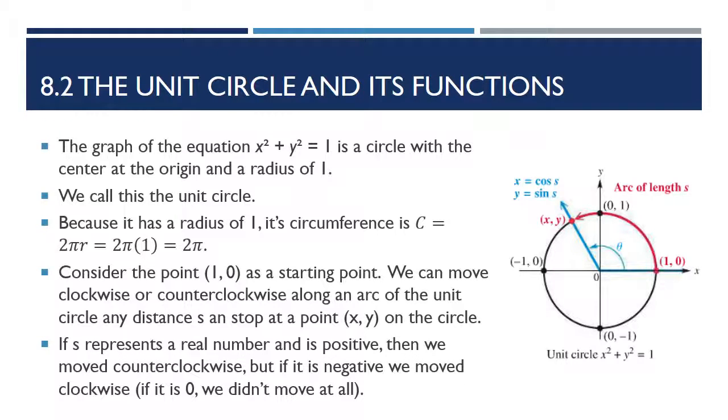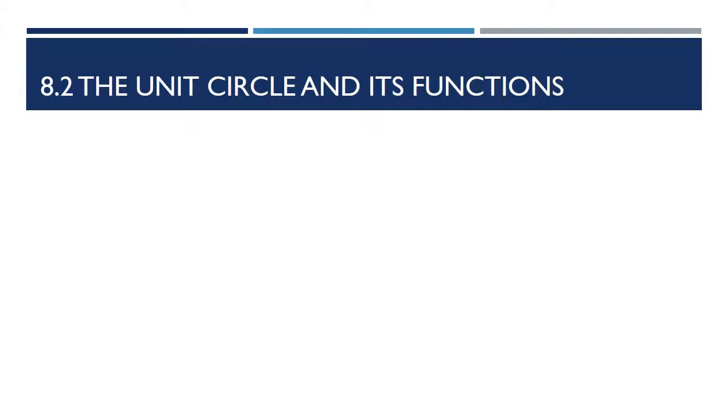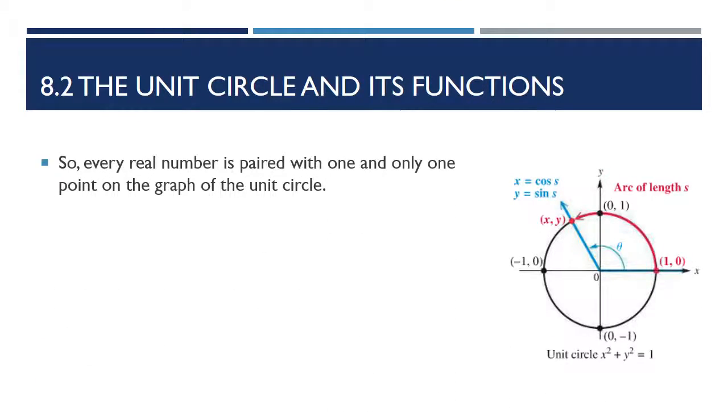If s represents a real number, and it should because it's a length, and it's positive, then we moved counterclockwise. But if it's negative, then we would have moved clockwise from (1, 0) instead of counterclockwise. And if s happens to be 0, that means that we didn't move at all. So every real number is paired with one and only one point on the graph of the unit circle. In other words, no matter how far you drive, whether it's positive, negative, or zero, you're going to end up at one particular point.